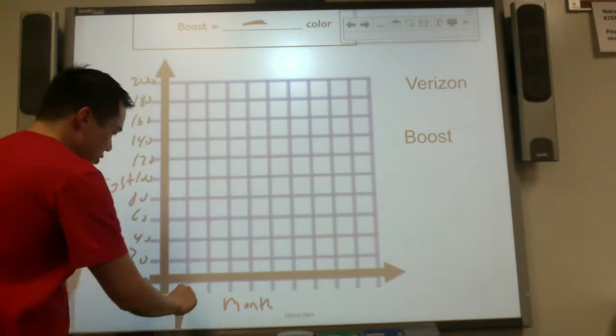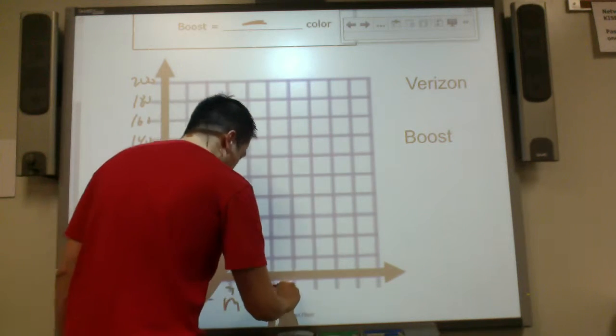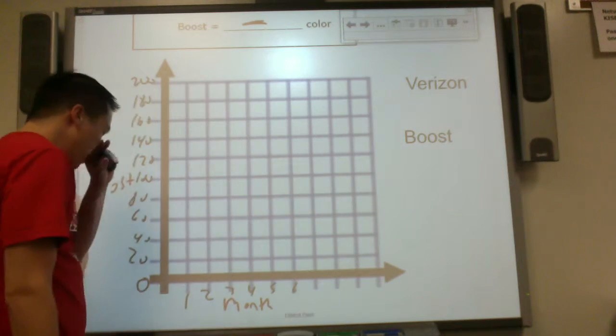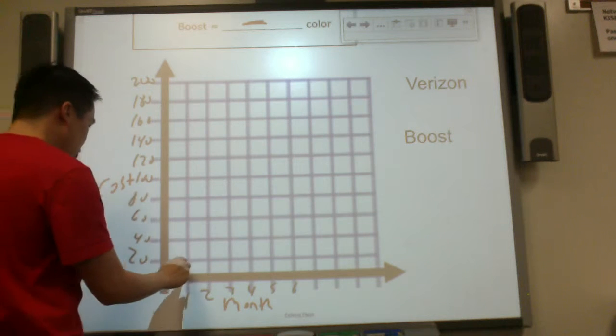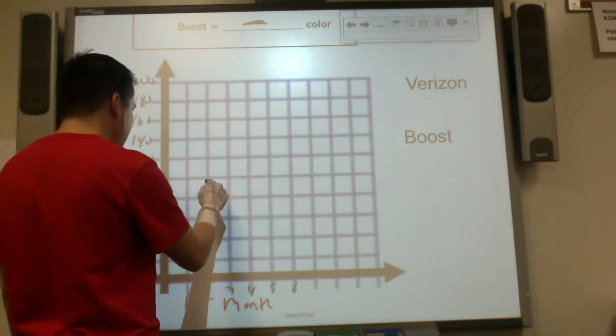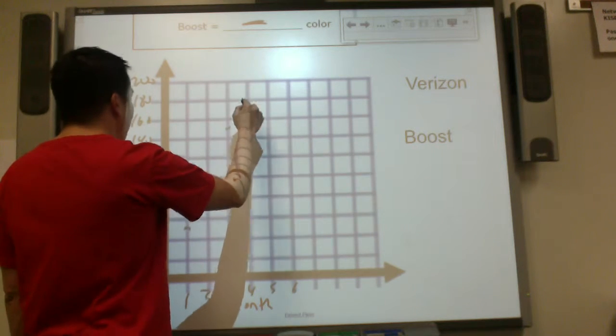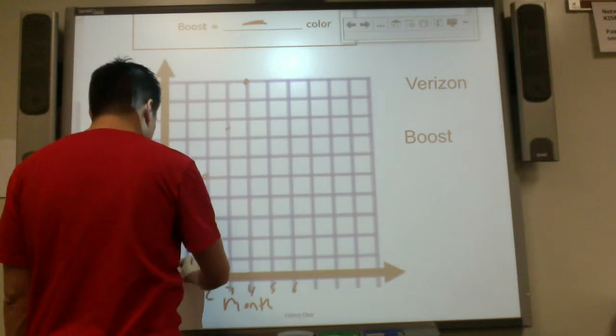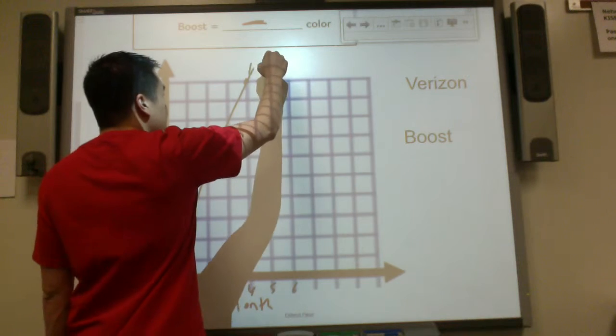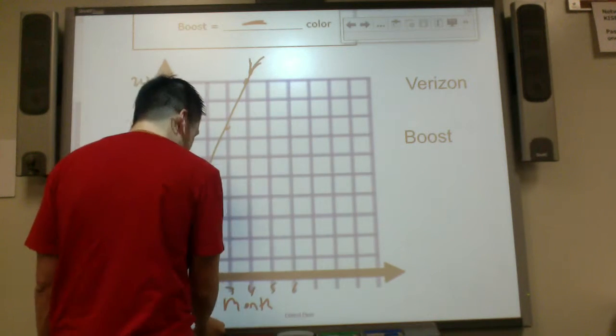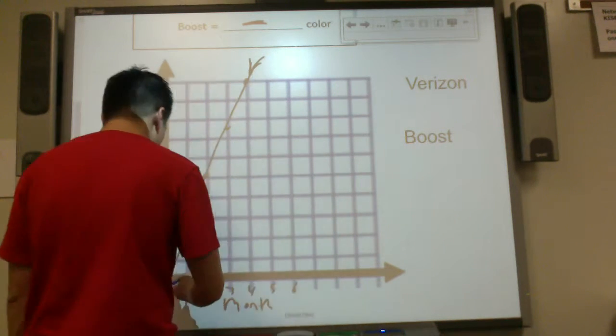And this is the months. 1, 2, 3, 4, 5, 6. 1 month with Verizon is $50. 2 months is $100. 3 months is $150. 4 months is $200. So this represents the plan for Verizon. Oh, wait, I should have used blue.